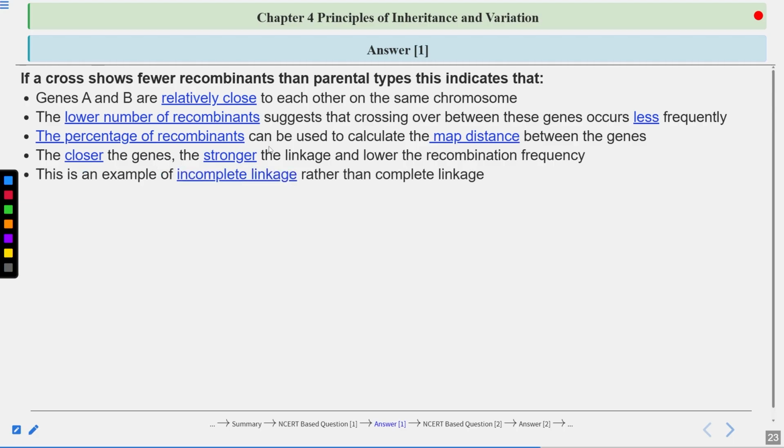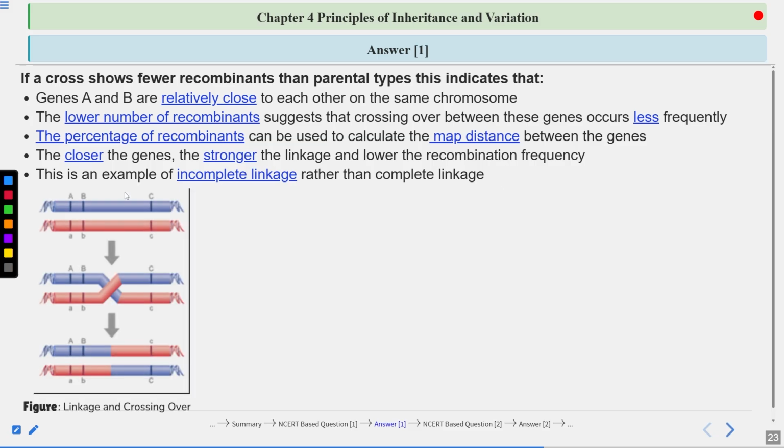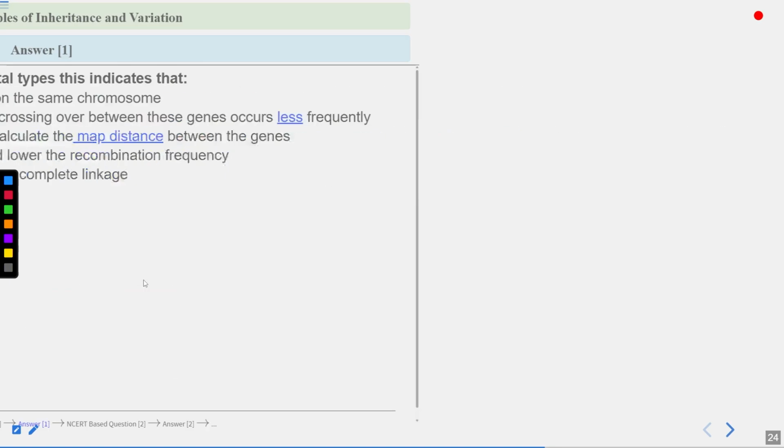This is an example of incomplete linkage because here you are getting some recombinants. In case of complete linkage, you get only parental combinations. Again, you can see in this image that A and B genes are linked to each other because they are being inherited together. And A and C are not linked together because recombination is occurring between A and C.